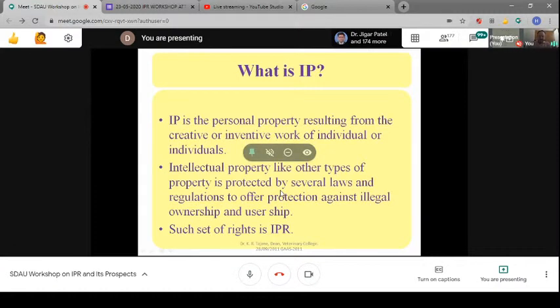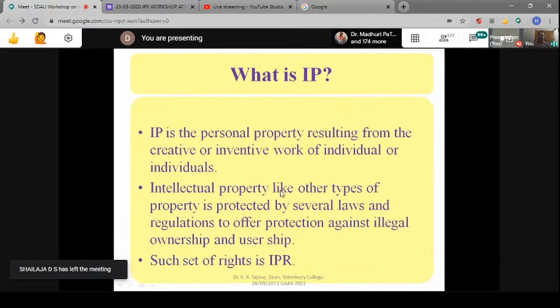Now intellectual property, like other types of property, is protected by several laws and regulations to offer protection against illegal ownership and usership. Such a set of rights is known as intellectual property rights. So this is the brief introduction to the topic. First, we discussed what intellectual property is. Then, what are intellectual property rights? Now this is a property.